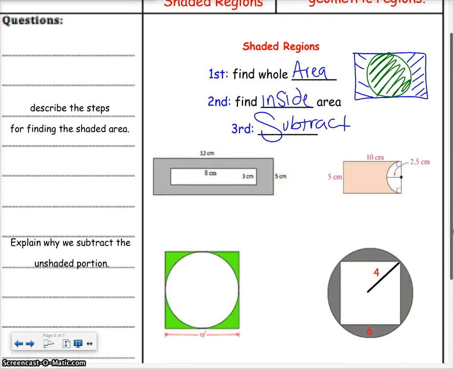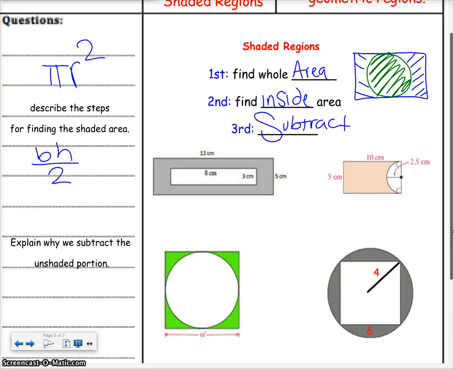Here are the formulas you need to know today. Circle is pi r squared. You're definitely going to need that formula today. You'll also need, on your actual homework, the triangle. The formula for the area of a triangle is base times height over 2. Don't forget that.